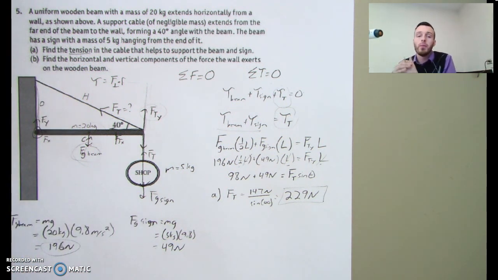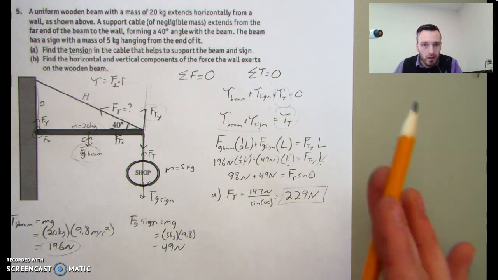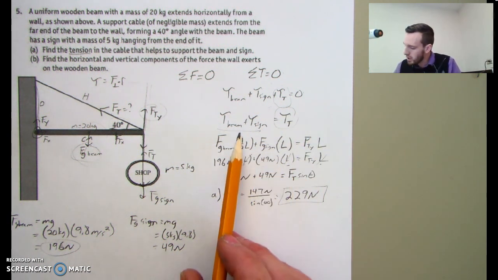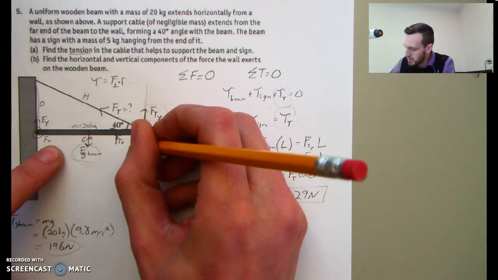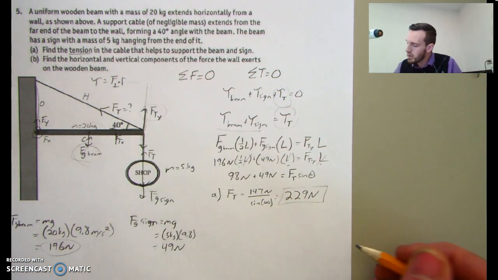And we did that by leveraging our knowledge of torques. We know that since we are in rotational equilibrium, the torques must be balanced. So we set the total torque equal to 0. We figured out which torques were canceling each other out, or working against one another. We see that the torque from the beam and the torque from the sign are working against the torque from the cable. So we set that equation up, did some algebra, got our answer.